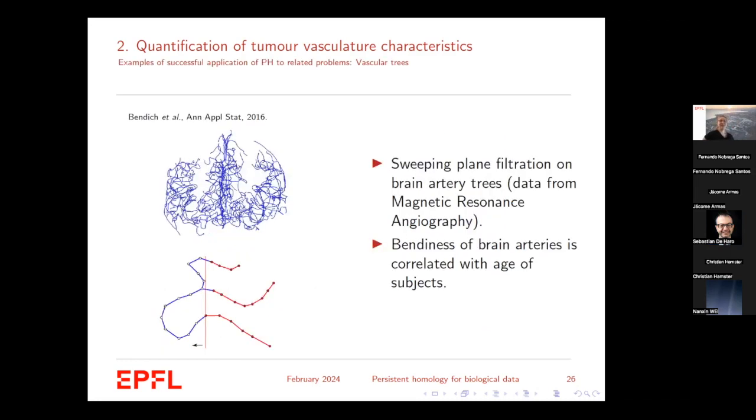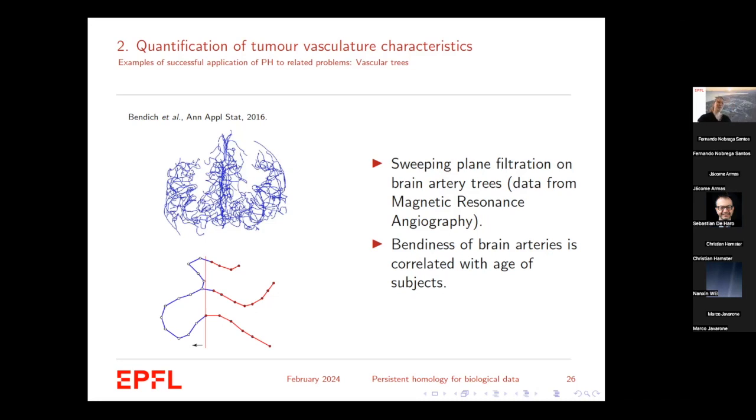So there are some examples of similar applications from the early applications of topological data analysis, which I'll quickly go into now, which were an inspiration for what we ended up doing. The first one is an example by Bendig et al., who looked at brain artery trees. They were interested in quantifying the bendiness of these arteries because this changes with age.